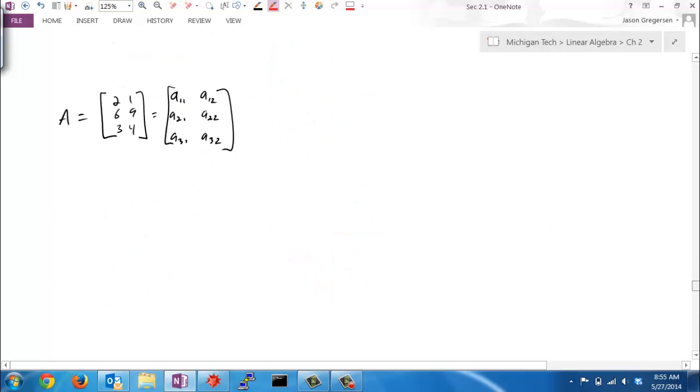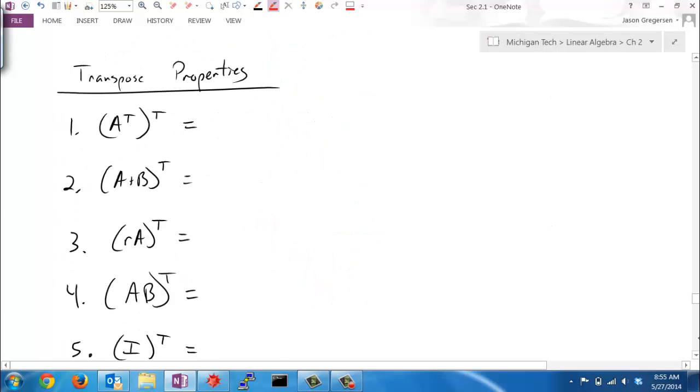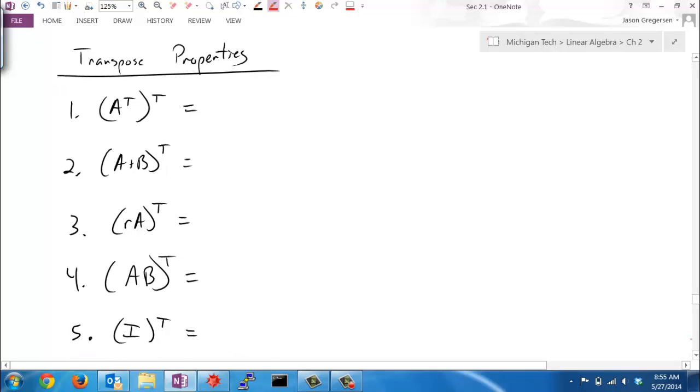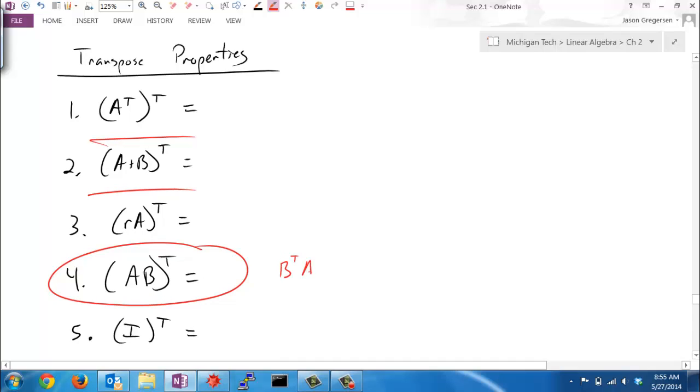So next time we're going to talk about some of these transpose properties. You should really read through them real quick. The only one that's really tricky, these are going to be what you expect them to be. The multiplication is going to be a little tricky, because what we're going to do when we transpose things is flip the order of the multiplication. So it's going to look a little weird. We'll talk more about that next time.